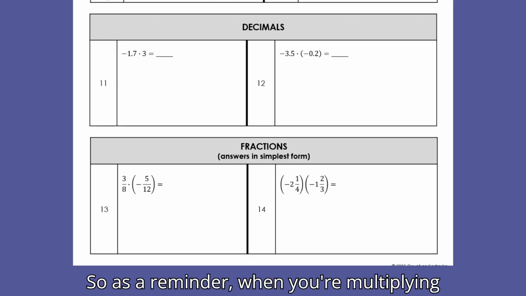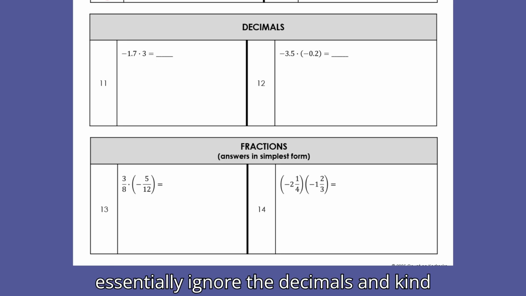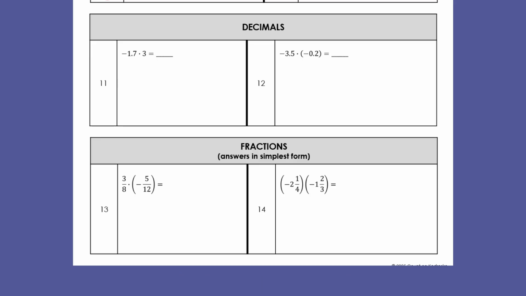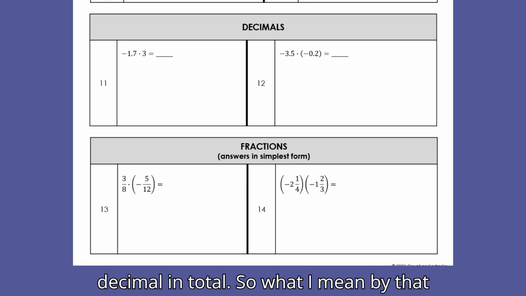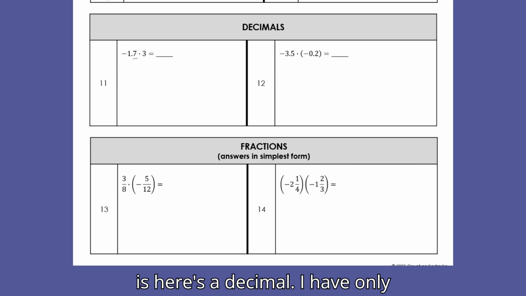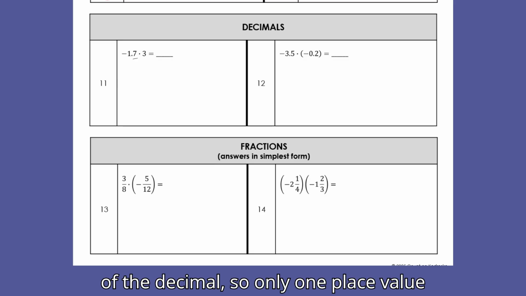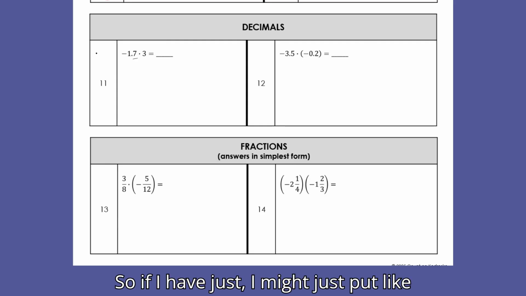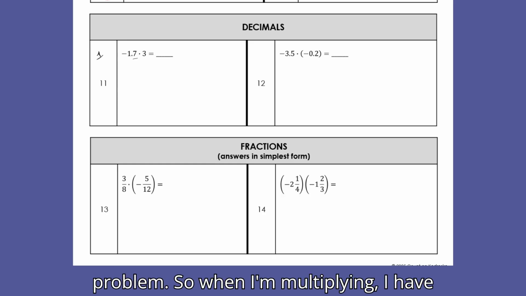As a reminder, when you're multiplying decimals, what you like to do is essentially ignore the decimals and multiply as normal. And then you count how many place values there are to the right of the decimal in total. Here's a decimal, and I have only one number to the right of the decimal, so I only have one place value in total. This next number is just a whole number. So I might just put a 1 off to the side because that's going to help me at the end of the problem.